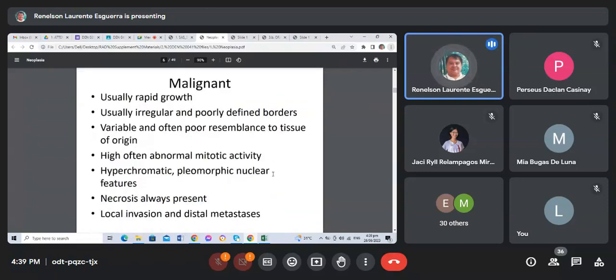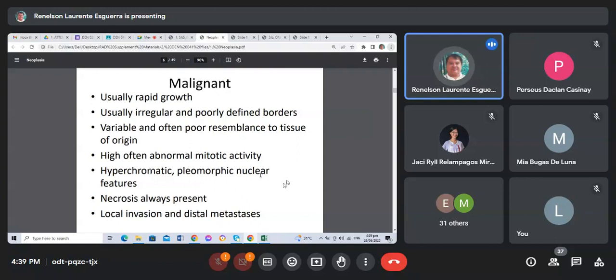For malignant, it's usually having rapid growth, irregular and poorly defined borders. It's not compared to the benign forms, wherein benign forms are usually encapsulated or well circumscribed. You have a variable to often poor resemblance to tissue of origin, high, often abnormal mitotic activity, hyperchromatic pleomorphic nuclear features. So it means that the nucleus have different forms and it's highly staining. It's dark staining, so it would absorb more of the stain. And necrosis is always present with local or distant metastasis.